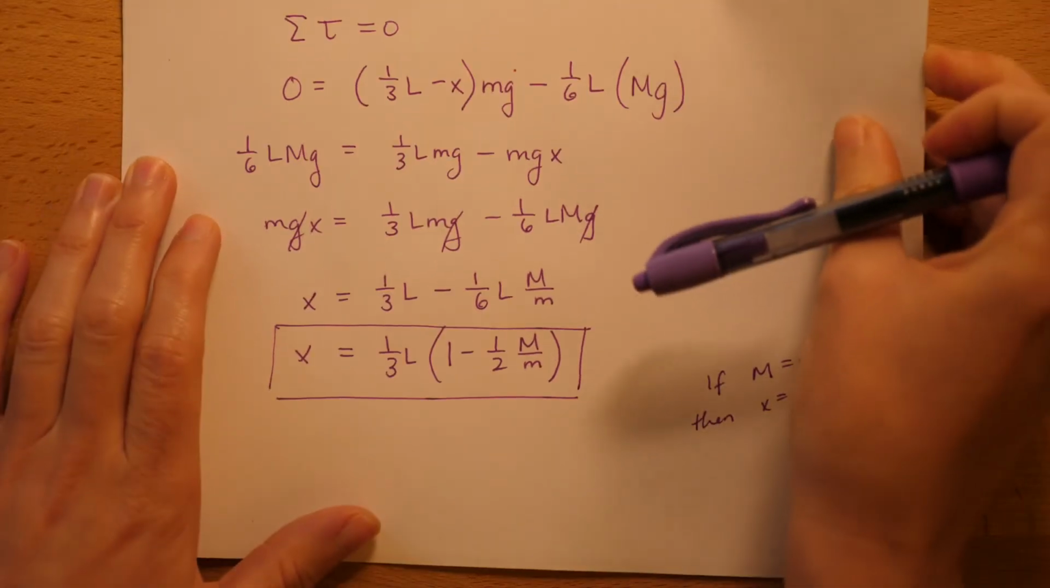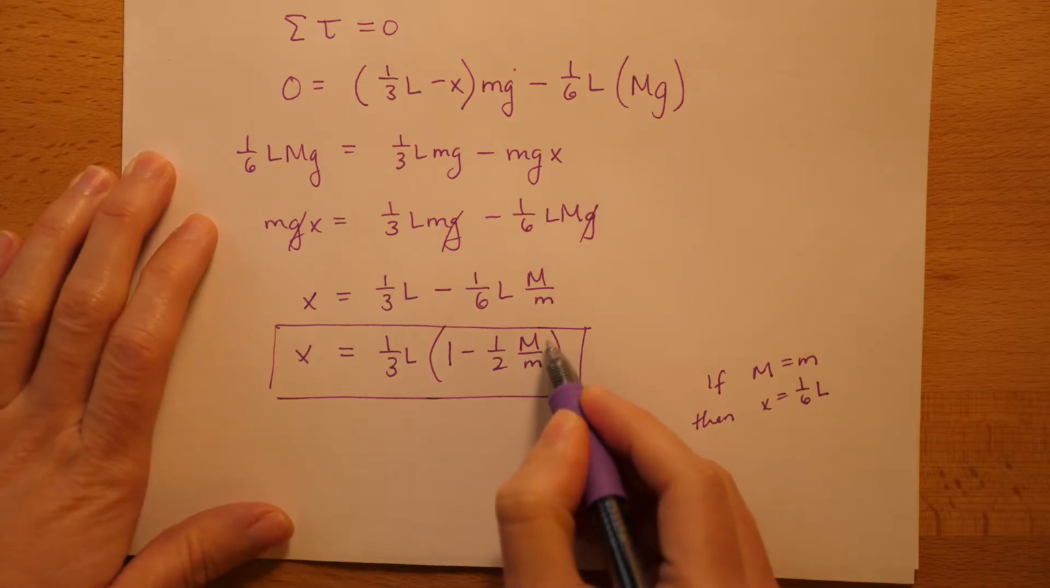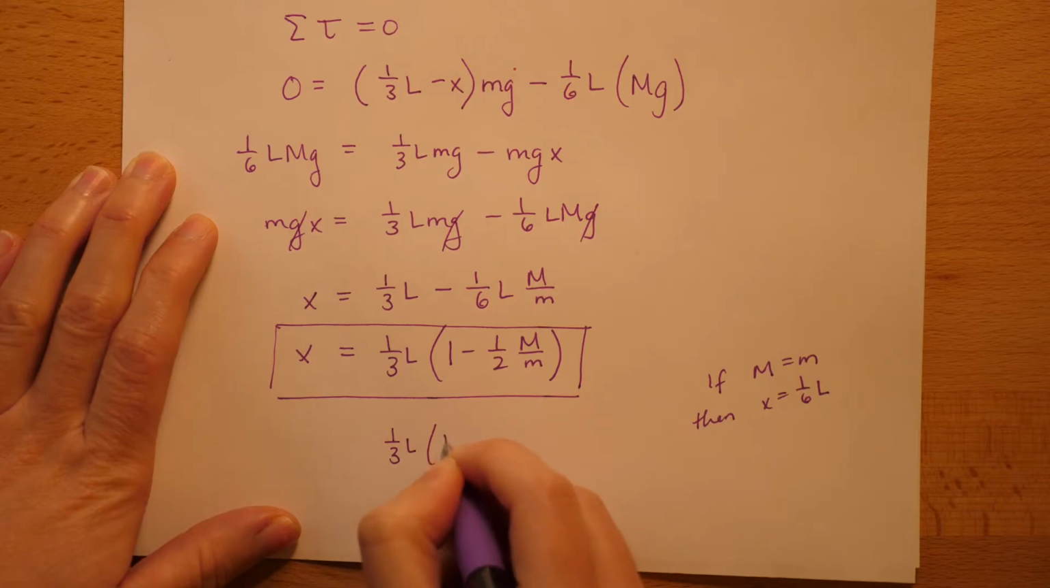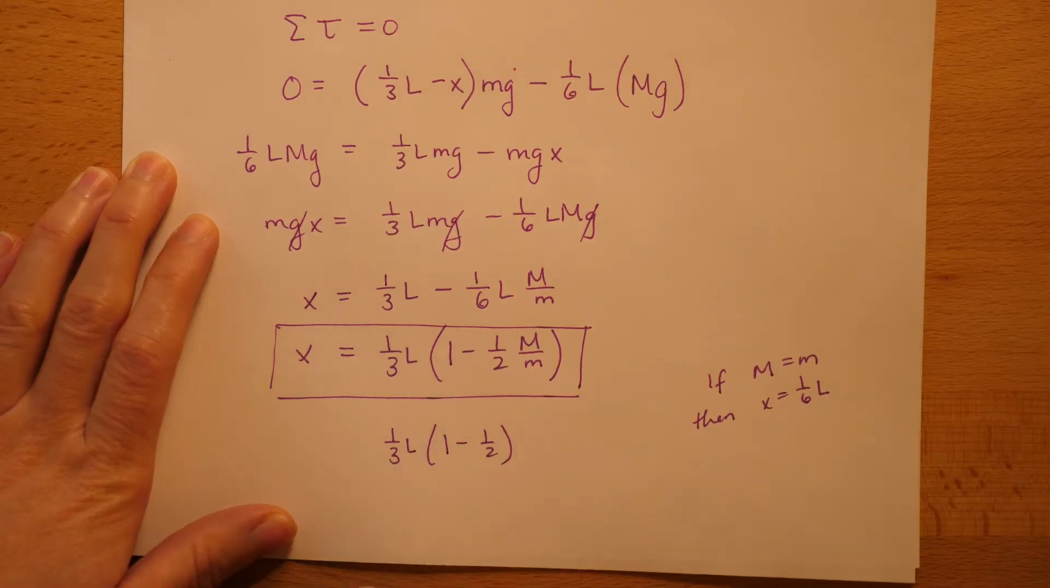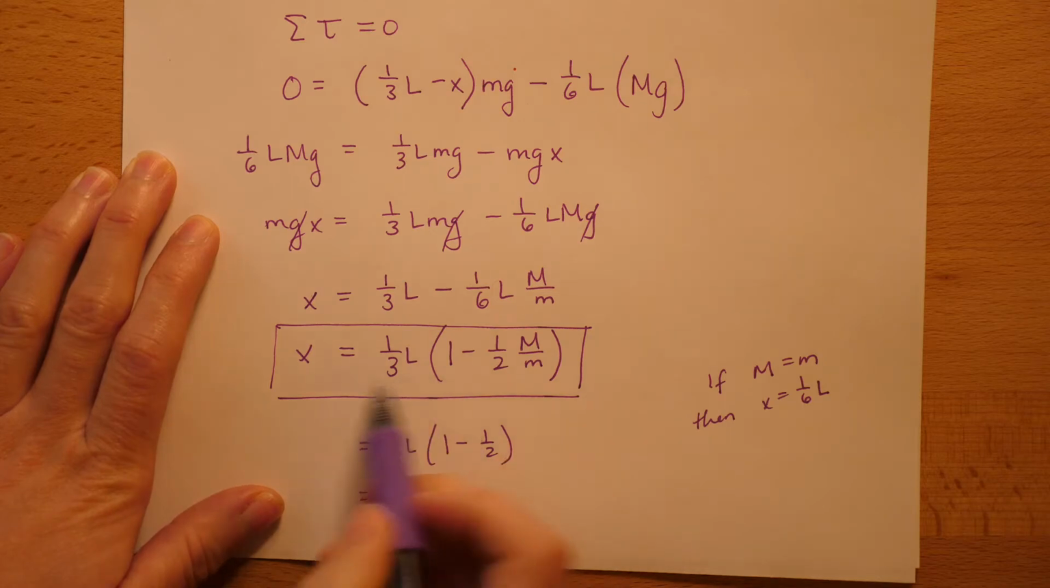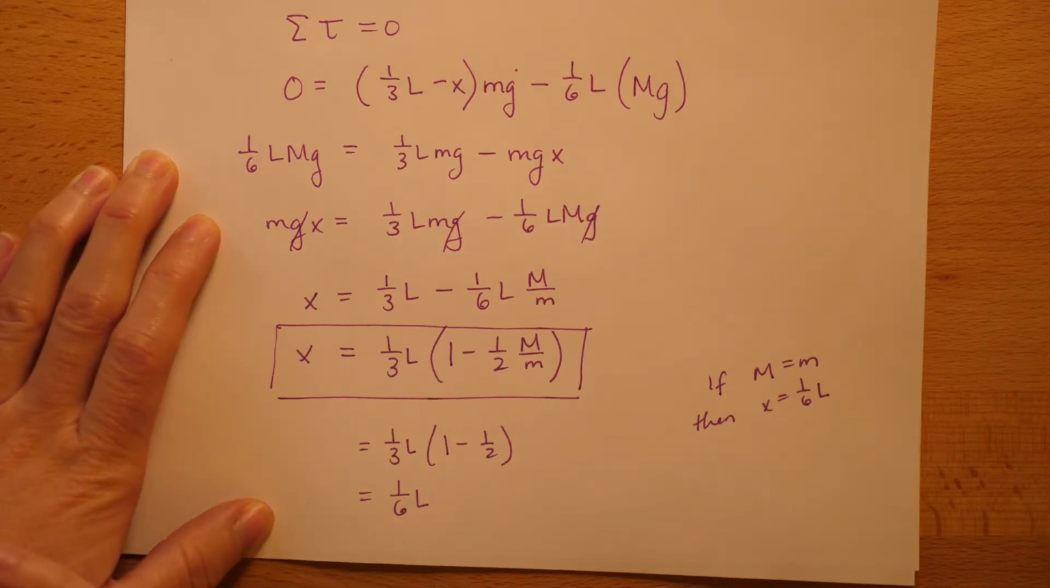So let's try plugging that in. If these two masses are equal, they will cancel out and become 1. So we get 1/3 L times 1 minus 1/2, which is 1/3 L times 1/2, which is 1/6 L. So that's one check you could do to make sure that this is the right expression.